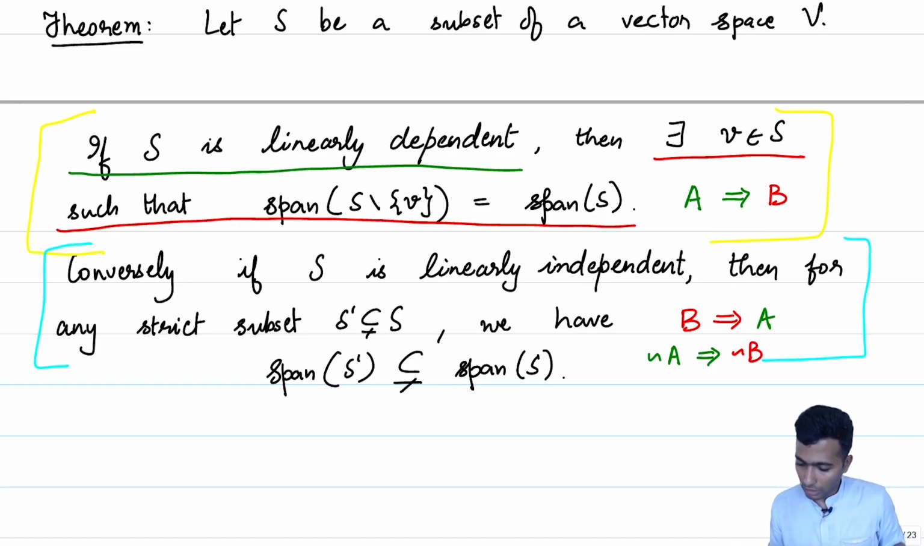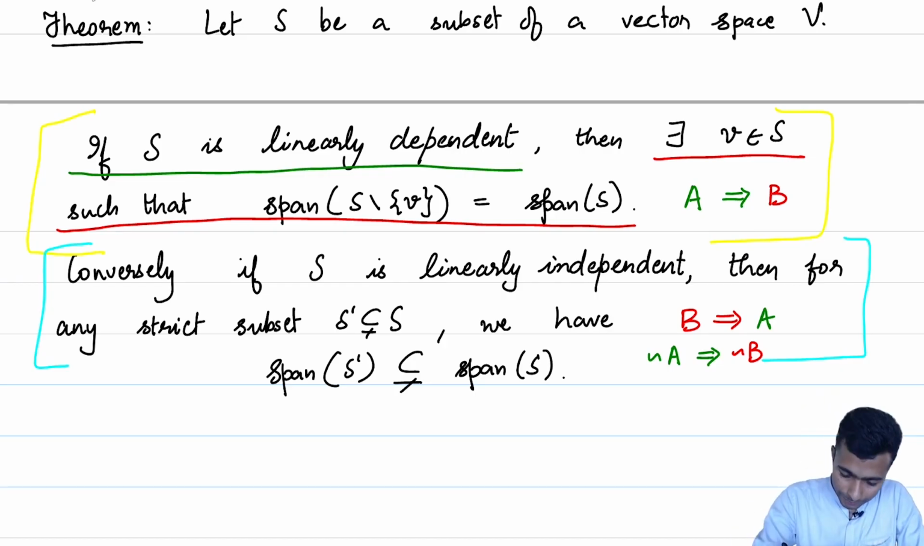The negation of A tells us that if S is not linearly dependent, if S is linearly independent, that should imply that the negation of B happens. That means there does not exist any vector V such that if you throw it out, the span remains intact. Or in other words, if you look at any strict subset, the span will be a strict subset. So the converse written here is indeed capturing the converse of the statement written above. So having said all that, maybe I shouldn't rub all these things, let it stay.